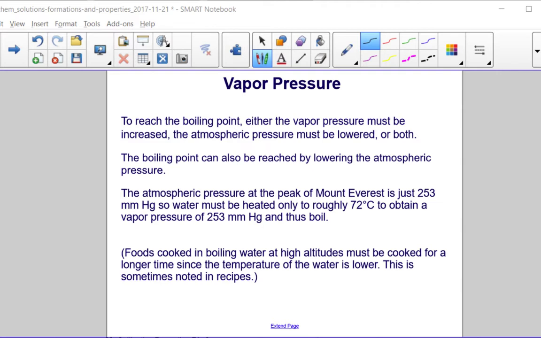But boiling at 72 degrees is lower than boiling at 100 degrees, and so often, if you live at high altitude, you have to cook something for longer because the temperature is lower. Sometimes in recipes, you'll see a note about differing altitudes, particularly with baking. If you look on the back of a baking mix, it'll say at high altitude. And that's because it's cooking at a lower temperature, and so you need it to cook for longer.